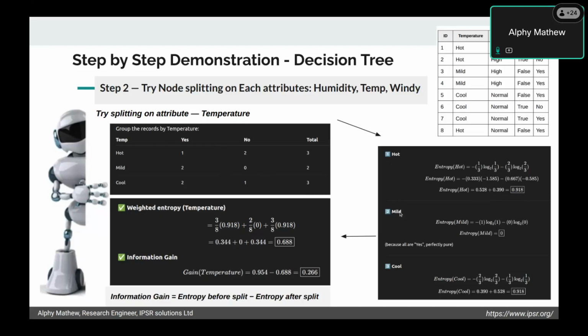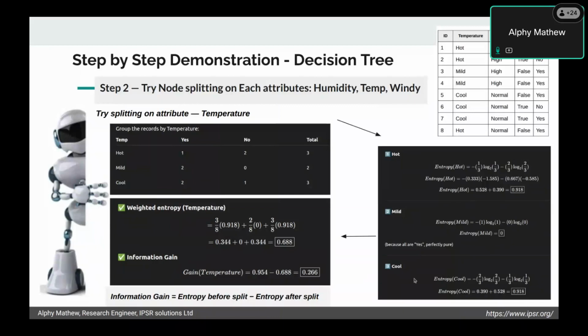Then again we are finding the entropy of mild. In the entropy of mild, it's directly 2 by 2, because no is absent in mild. It's only yes. So the probability coming to 2 by 2 is 1. It's saying that in the mild case, the entropy is 0. That is, for temperature equal to mild, it is a pure set. It has no mixed values there.